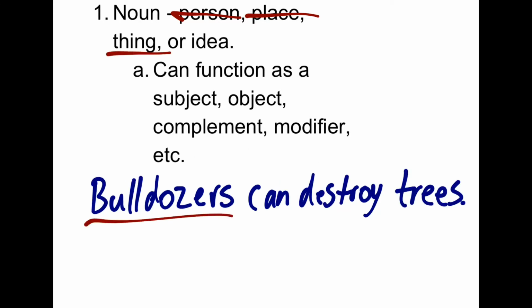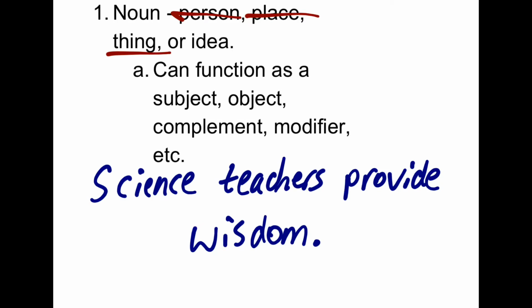Things such as bulldozers or trees show up in this next sentence. Bulldozers, subject. Trees is the direct object of the verb, can destroy. In this sentence, wisdom is an idea, or an abstract noun. Here it is the direct object of the verb.